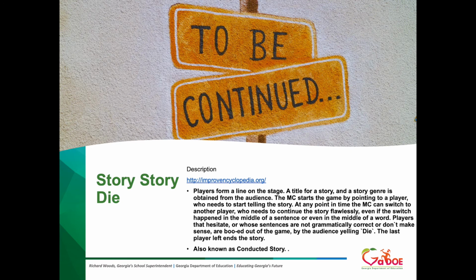This description of Story, Story, Die comes from the Improv Encyclopedia. Players form a line on the stage, a title for the story is chosen, and the story is generated obtaining information from the audience. The MC starts the game by pointing to a player who needs to start telling the story. At any point in time, the MC can switch to another player who needs to continue the story flawlessly, even if the switch happened in the middle of a sentence or even in the middle of a word.